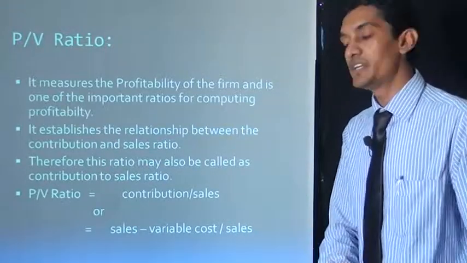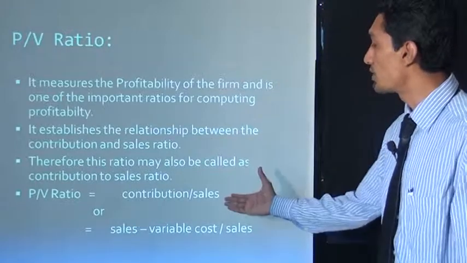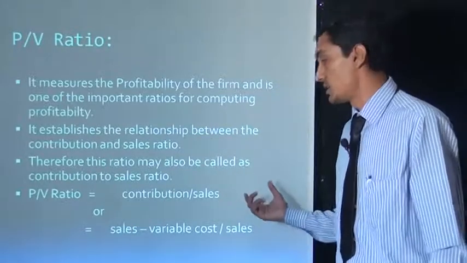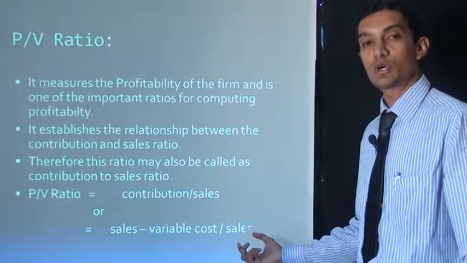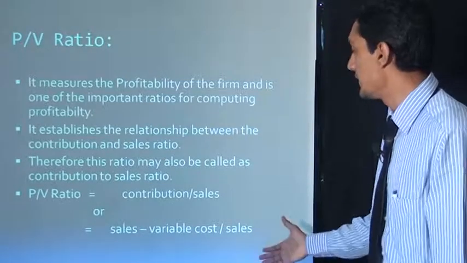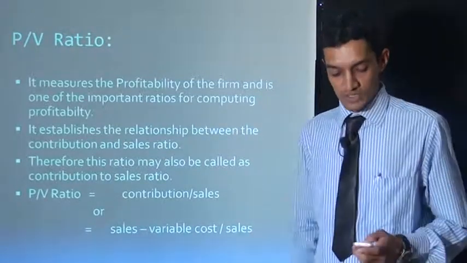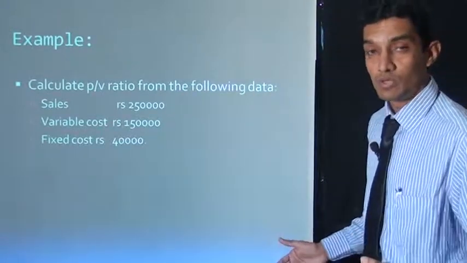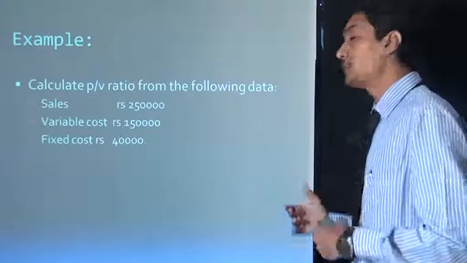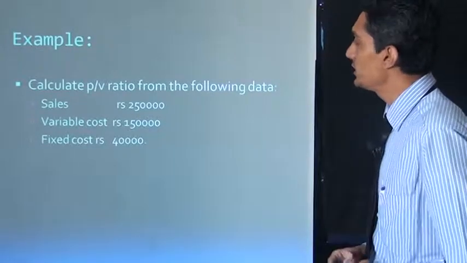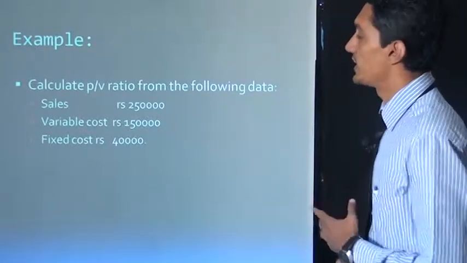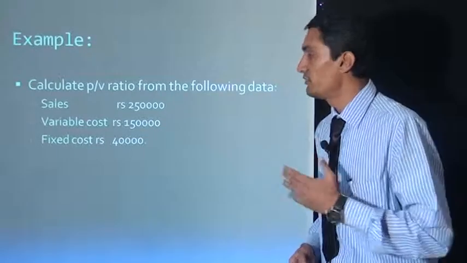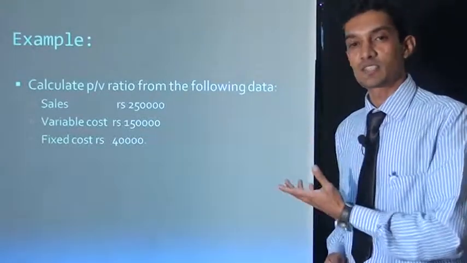How to calculate the PV ratio? PV ratio is equal to contribution divided by sales, or sales minus variable cost divided by sales. Now we calculate this in an example. Calculate the PV ratio from the following data: sales, variable cost and fixed cost. It is a very easy sum.